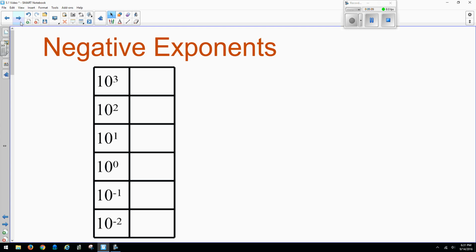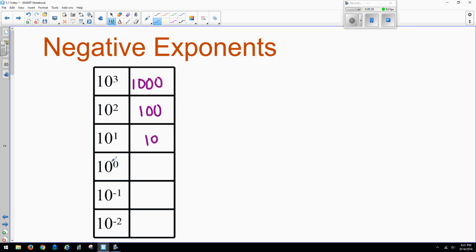So now we're going to talk about negative exponents. Negative exponents have a pretty basic rule, but before I get to that rule, I just want to kind of show you what each of these is equal to. So 10 to the third power, or 10 cubed, would be 1,000. 10 squared is 100. Do you see a pattern here? 10 to the first power is 10.